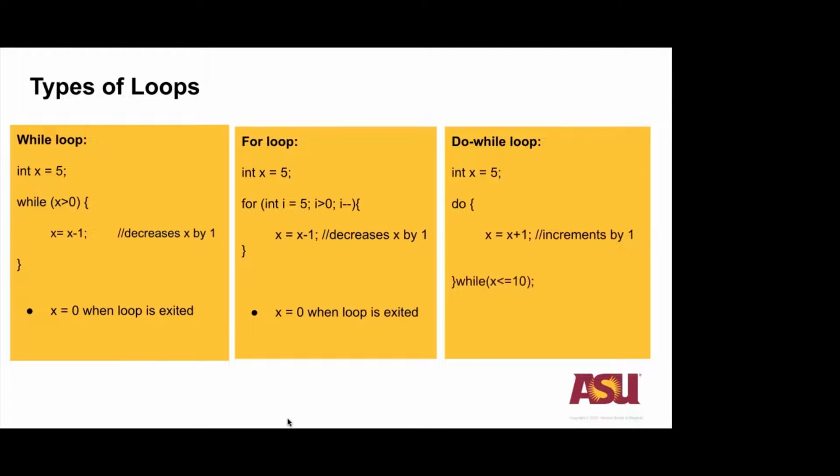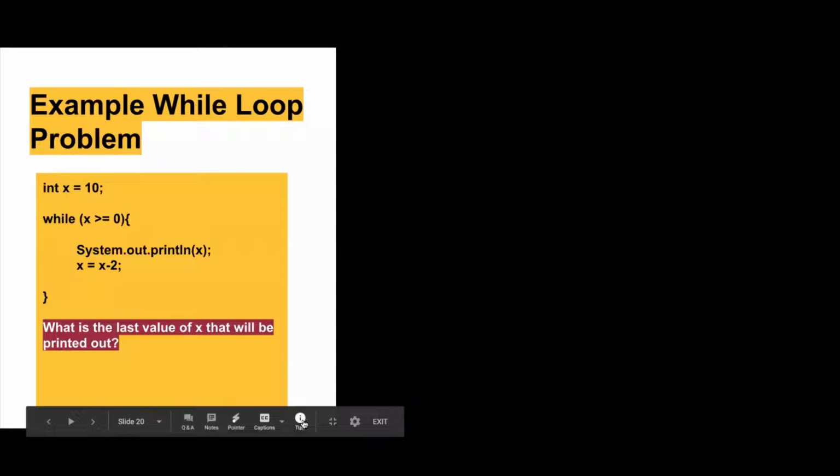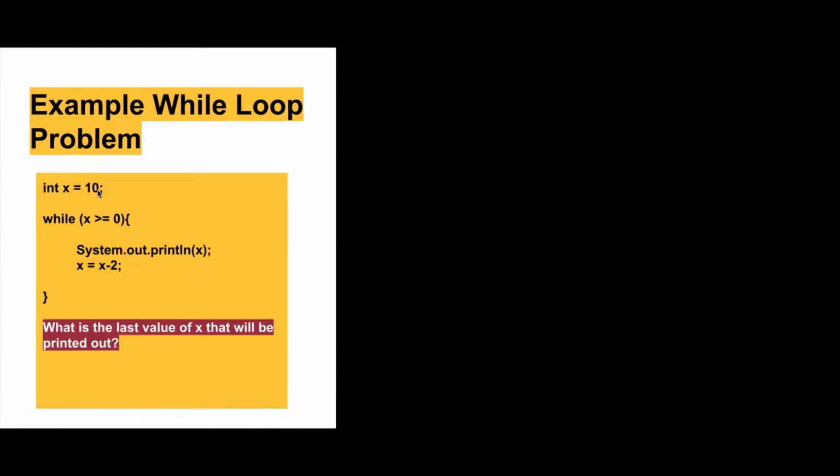So let's take a close look at the while loop. The while loop is pretty straightforward. First we declare a variable x equal to 0. Then while the condition is true, just execute the code inside of the while loop. We just keep looping back until the condition turns false, so we exit this loop. So what is the last value of x that will be printed out in this case?